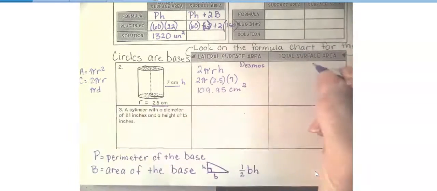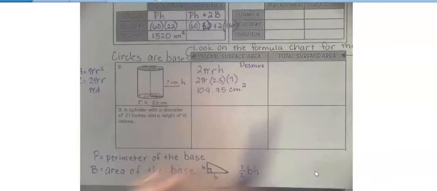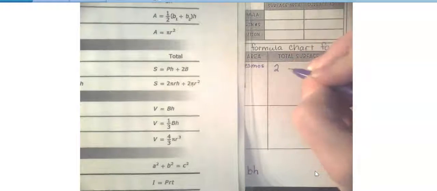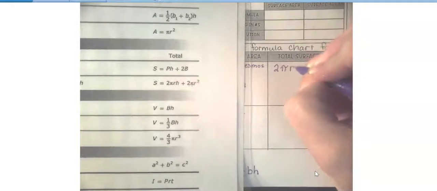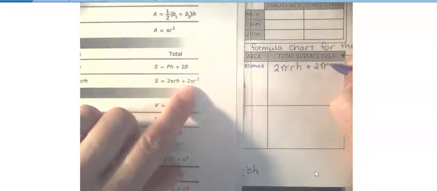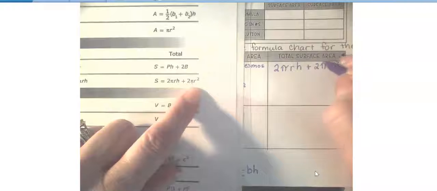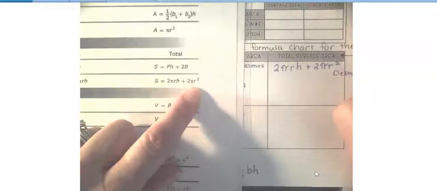So then we want to do total surface area. This is going to be the whole side plus the 2 circular bases. And this is the formula that we're going to use. We're going to write 2 pi radius times height plus 2 times pi times the radius squared. This 2 times pi times the radius squared is 2 times the area of one of the circles. So go to Desmos.